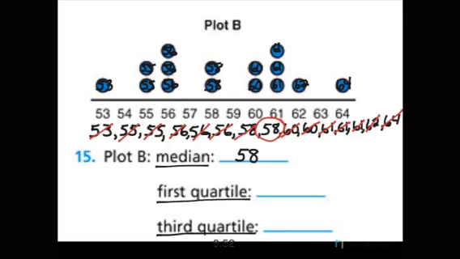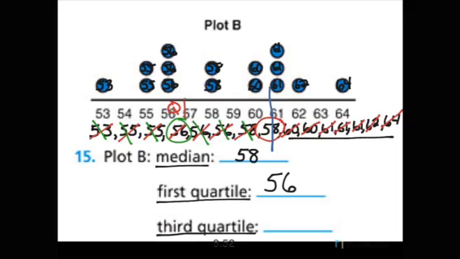58 is going to split our data in half, so we have our lower half, and then we also have the upper half. So let's find our first quartile. So now, remember you're going to cross-cancel just the lower half of the data and find the median of the lower half. Press pause. Okay, so 56 should be quartile 1. Hopefully that's what you got.